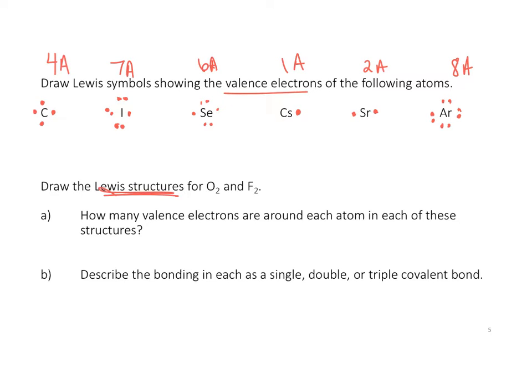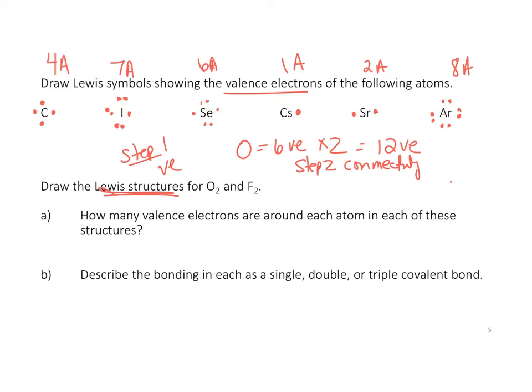Okay, so draw the Lewis structures for oxygen and fluorine. Well, the first thing you need to do is count up your total electrons. So oxygen has 6 valence electrons, and there's 2 oxygens because of the subscript. So it has 12 valence electrons. So that's always step 1, total valence electrons. Step 2 is connectivity. So you got to see how they're connected to each other. So here we do oxygen and oxygen.